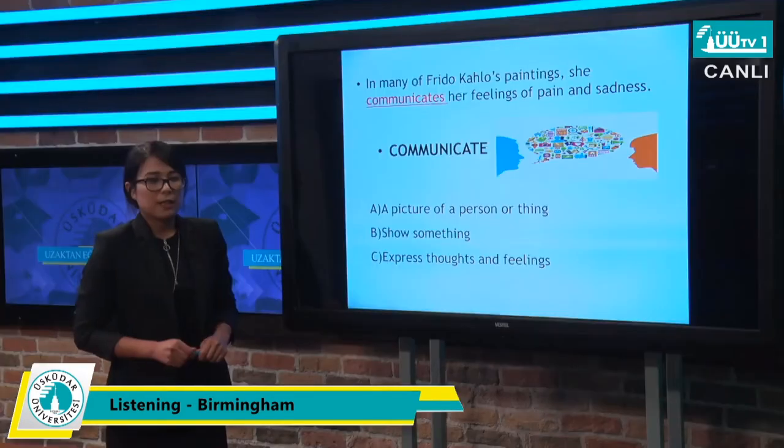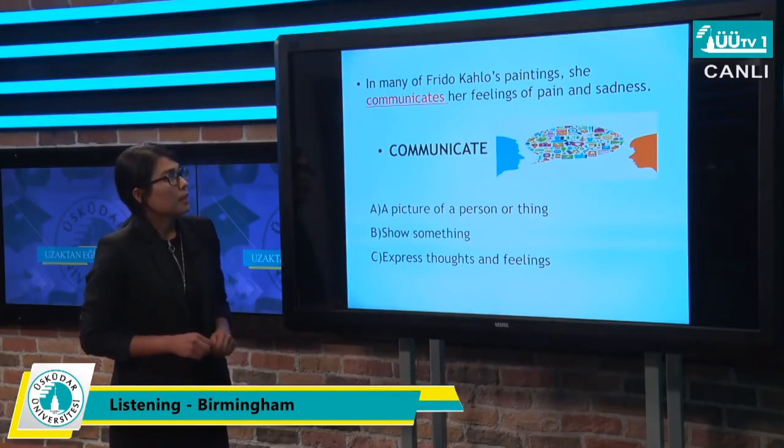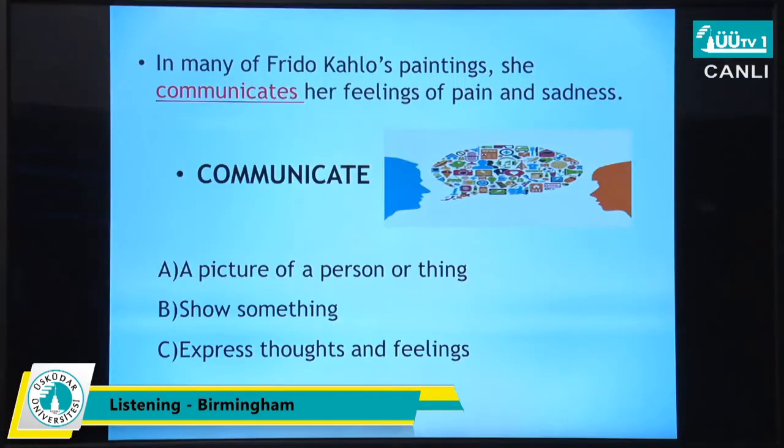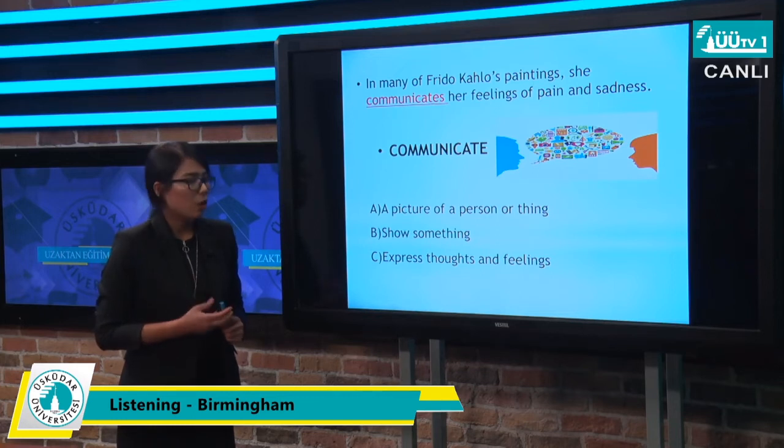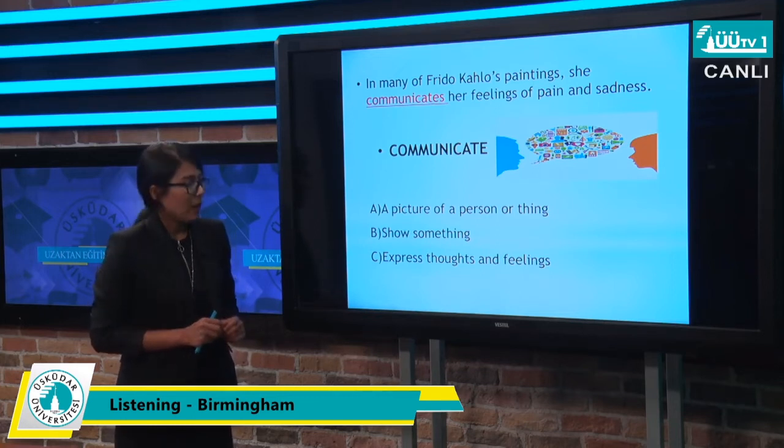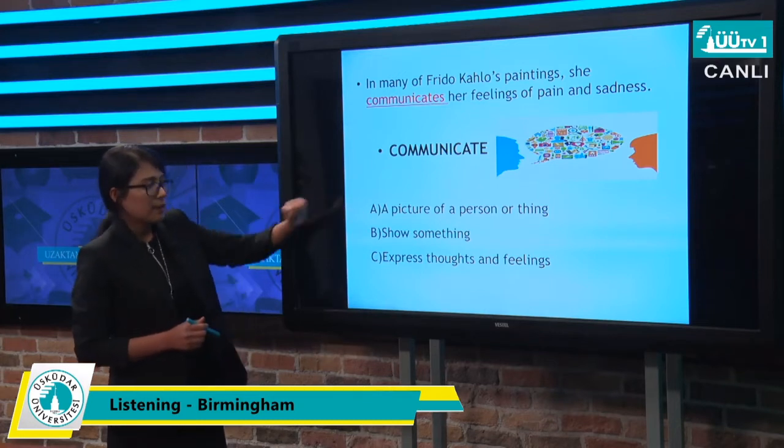Okay, next word is communicate. Let's read the sentence. In many of Frida Kahlo's paintings, she communicates her feelings of pain and sadness. And this underlined word is a verb. So we need to find something that defines the verb. Let's read our options. A, a picture of a person or thing. B, show something. C, express thoughts and feelings. As you know, when we define a noun, we always start with the article a or the. So because of that, we are not going to say that A is our answer.